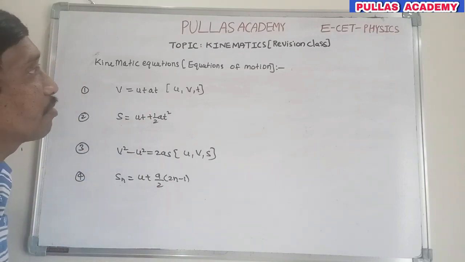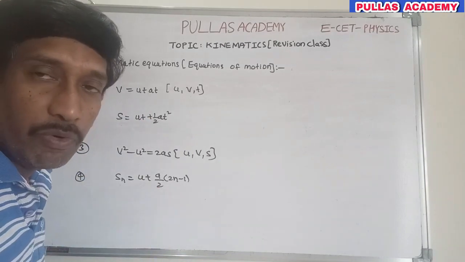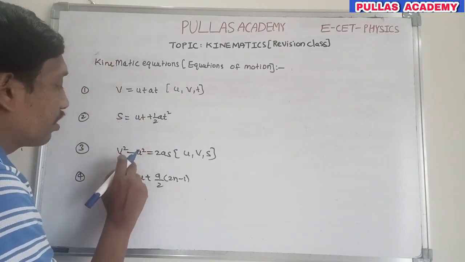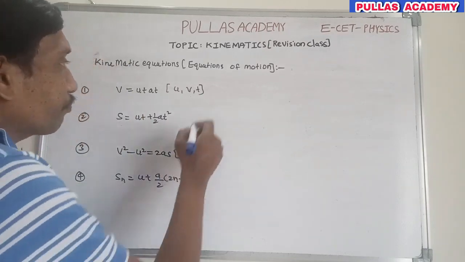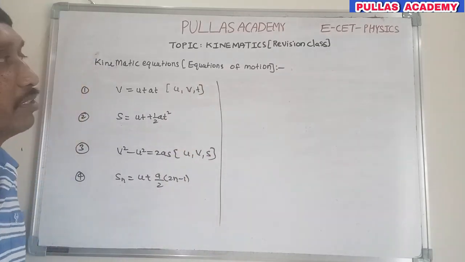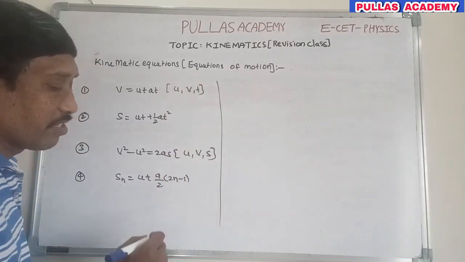These four are called what? Kinematic equations. What are the kinematic equations? 1, 2, 3, 4. These are called kinematic equations. Clear? Right.